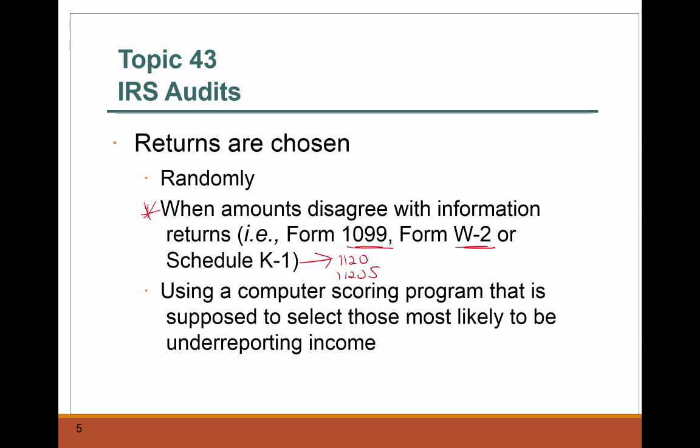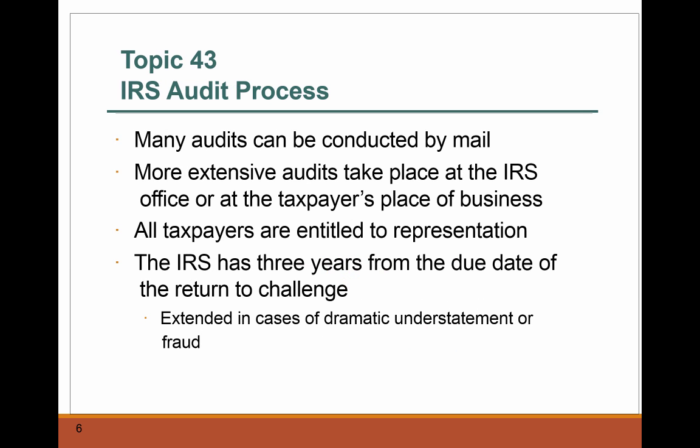Also, there is a computer scoring program that is supposed to select those items that are most likely to have underreported income. If you claim a home office, that is a very difficult deduction to have, so that's also susceptible to audit. There are percentages that you should be paying based on your AGI, remember, adjusted gross income. If you are below those percentages, then you're more likely to have an IRS audit.